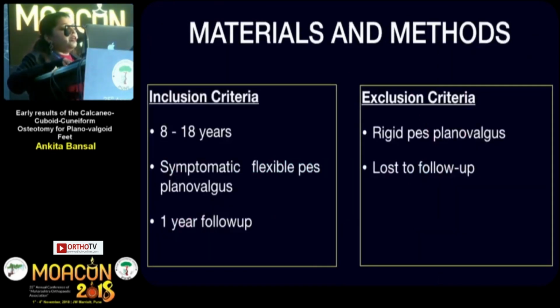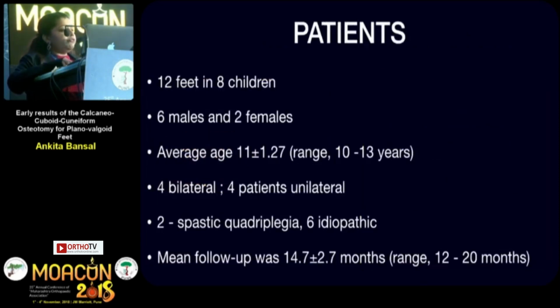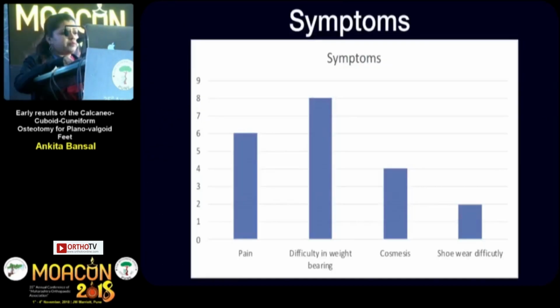We included patients with symptomatic flexible pes planovalgus between 8 and 18 years of age with a minimum follow-up of 1 year. We had 12 feet in 8 children. There were 6 males and 2 females. The average age was 11 years. 50% were bilateral cases. There were 2 patients who had spastic quadriplegia and 6 were idiopathic. The mean follow-up was around 15 months.